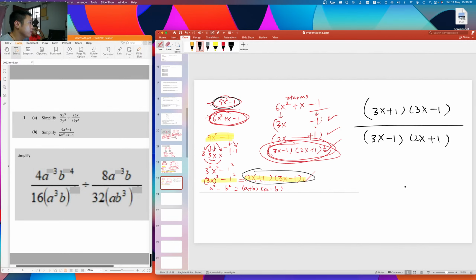Any similar term that you can delete? Answer me. Like top and below. Any similar term that you can delete? This one, right? Yeah. So if they are the same, you can cancel. So when you cancel, it means you use an eraser. I mean, if you do it on a tablet, then you can use an eraser. So you end up with this one.